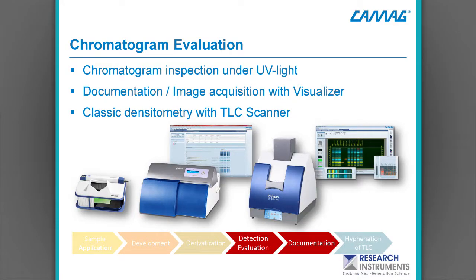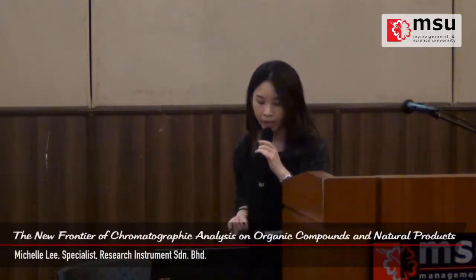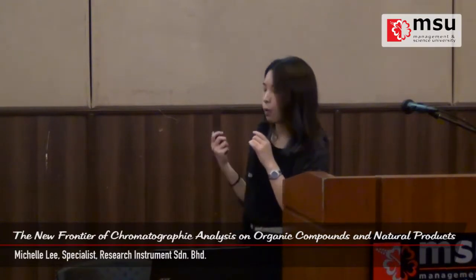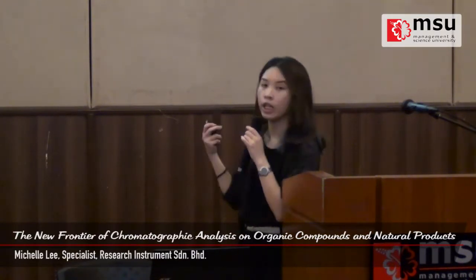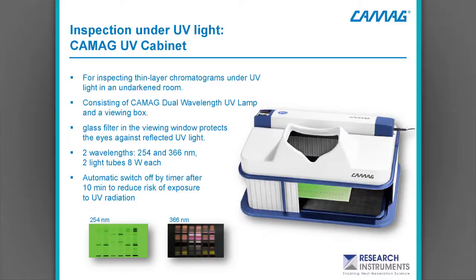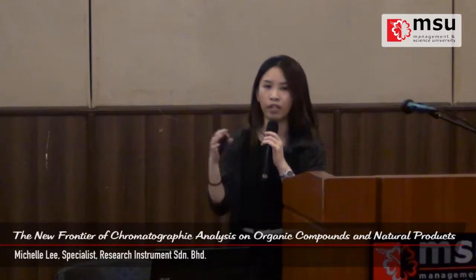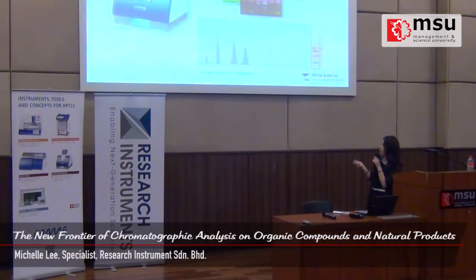Alright, last but not least, we come to the chromatogram evaluation, which means that at the end we get our plates. How are we going to analyze the result? What result can we get? Of course, a very easy way to look at the result is using a UV cabinet. This UV cabinet has different light sources, 254 and 366. Depending on the component, it will absorb at different wavelengths. So this is the UV cabinet.